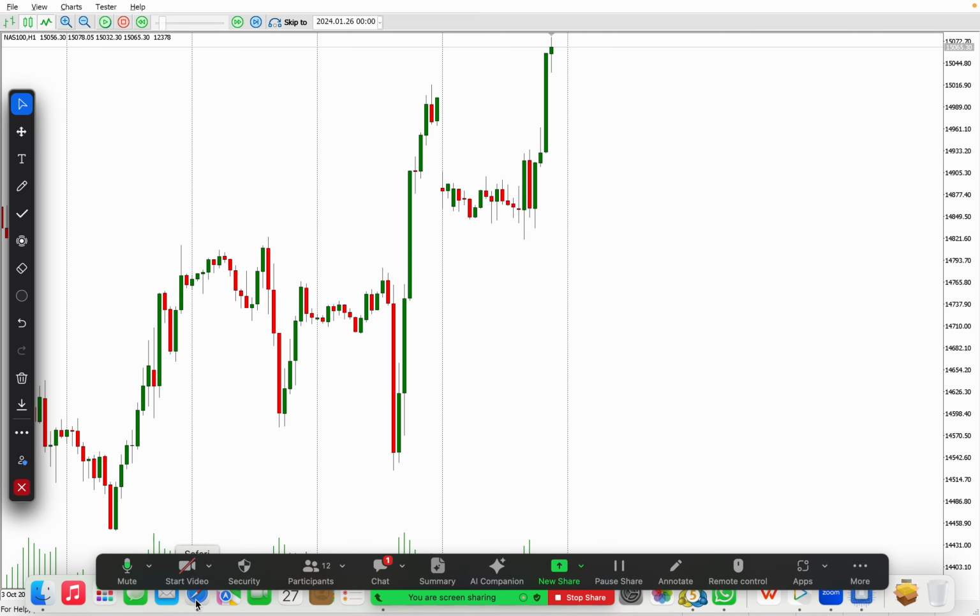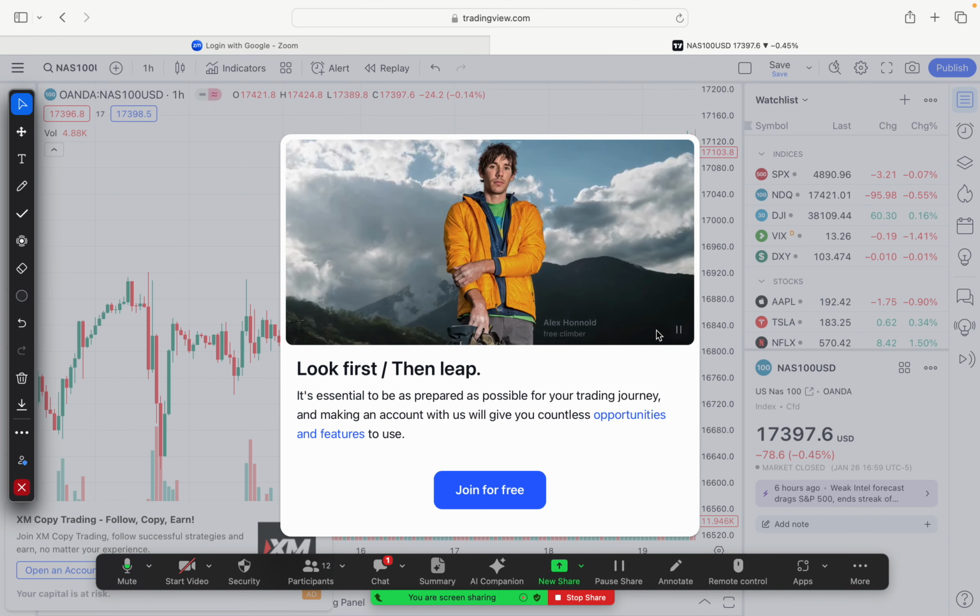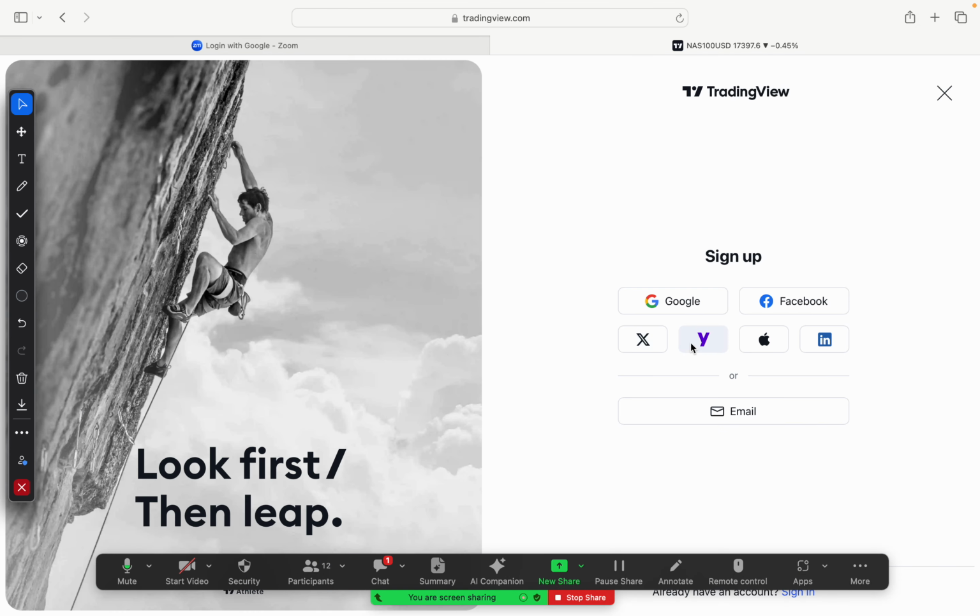So, for instance, let's go back to TradingView. I don't know if they displayed this on TradingView. No, actually, I don't know what's happening here. I don't use TradingView. Let me just click on it.